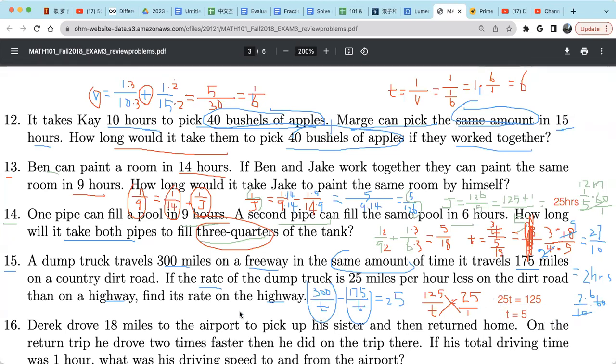So now we know t. The question is asking, find its rate on the highway. What is its rate on the highway? So 300 divided by t. So we do 300 divided by 5, which is 60 miles per hour. 60 miles per hour.